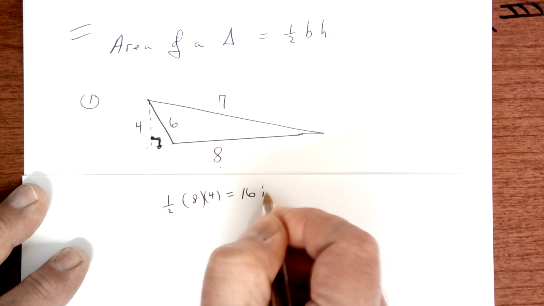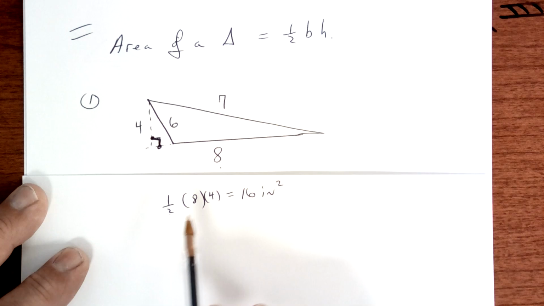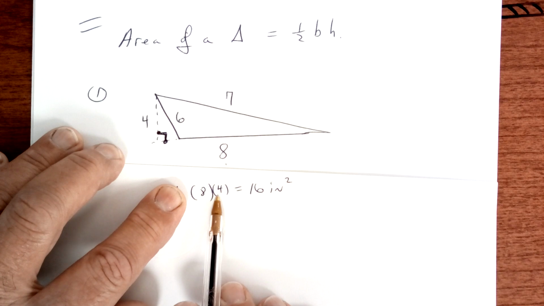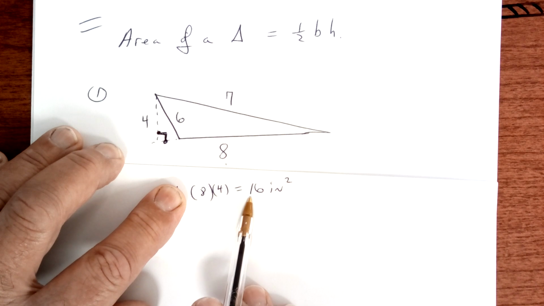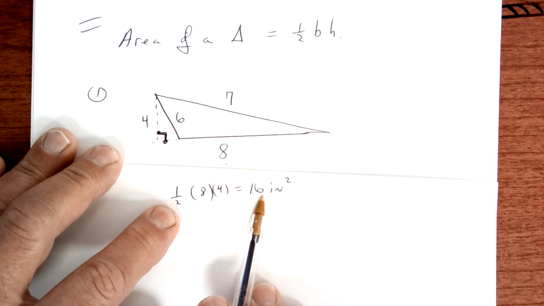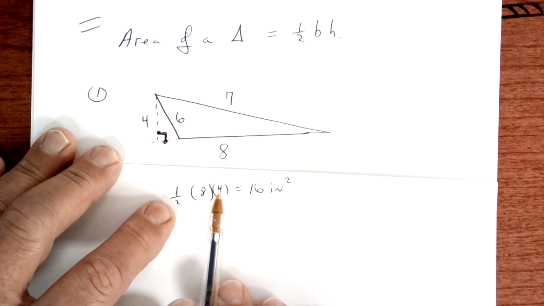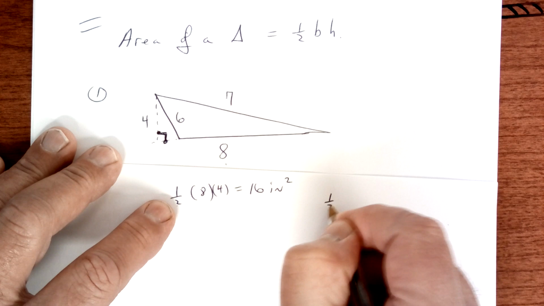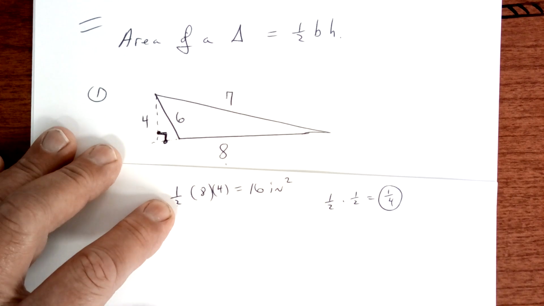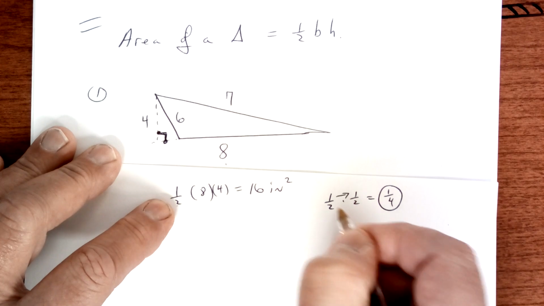Now some kids, they're like, oh, do you do half of this one and then half of that one? No, you only do half one time. So if that confuses you, multiply first and then do half and you get 16. I did half of 8 is 4 and 4 times 4 is 16. Again, don't do half on both. If you do half on both of them, you're really doing 1/4. And we don't want 1/4 because that's not the formula. 2 times 2 is 4.